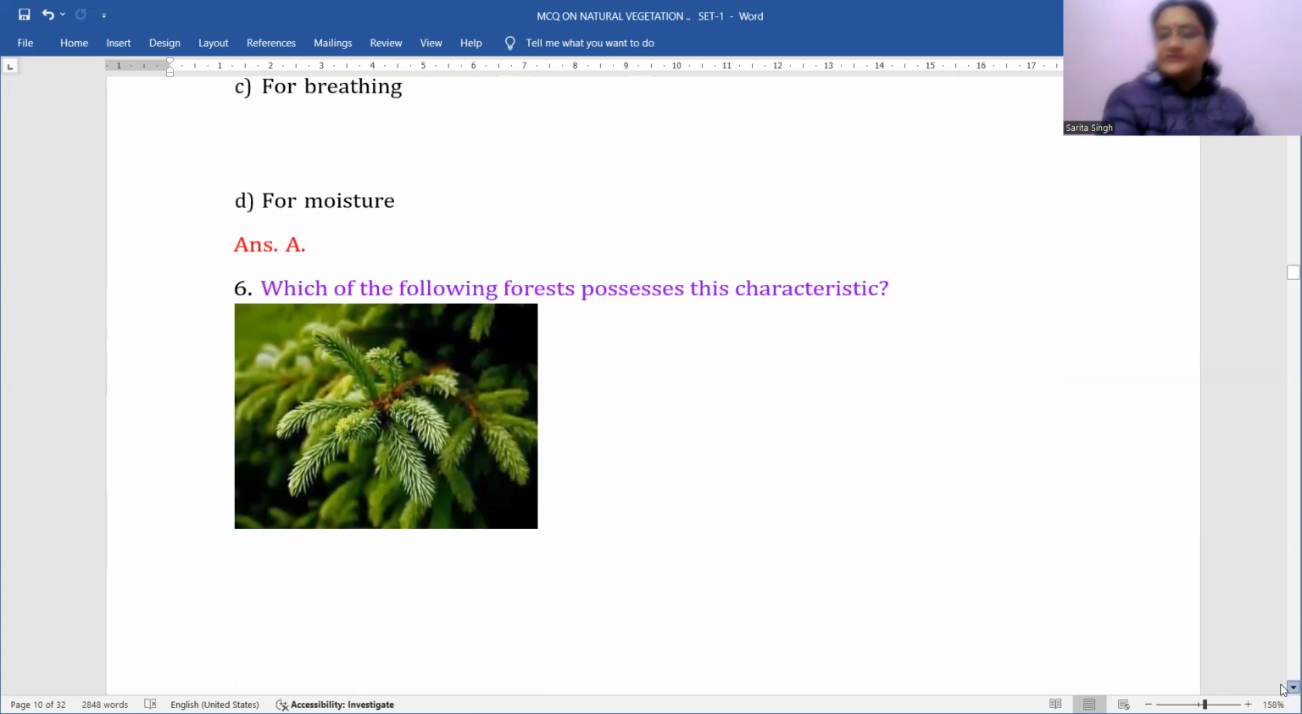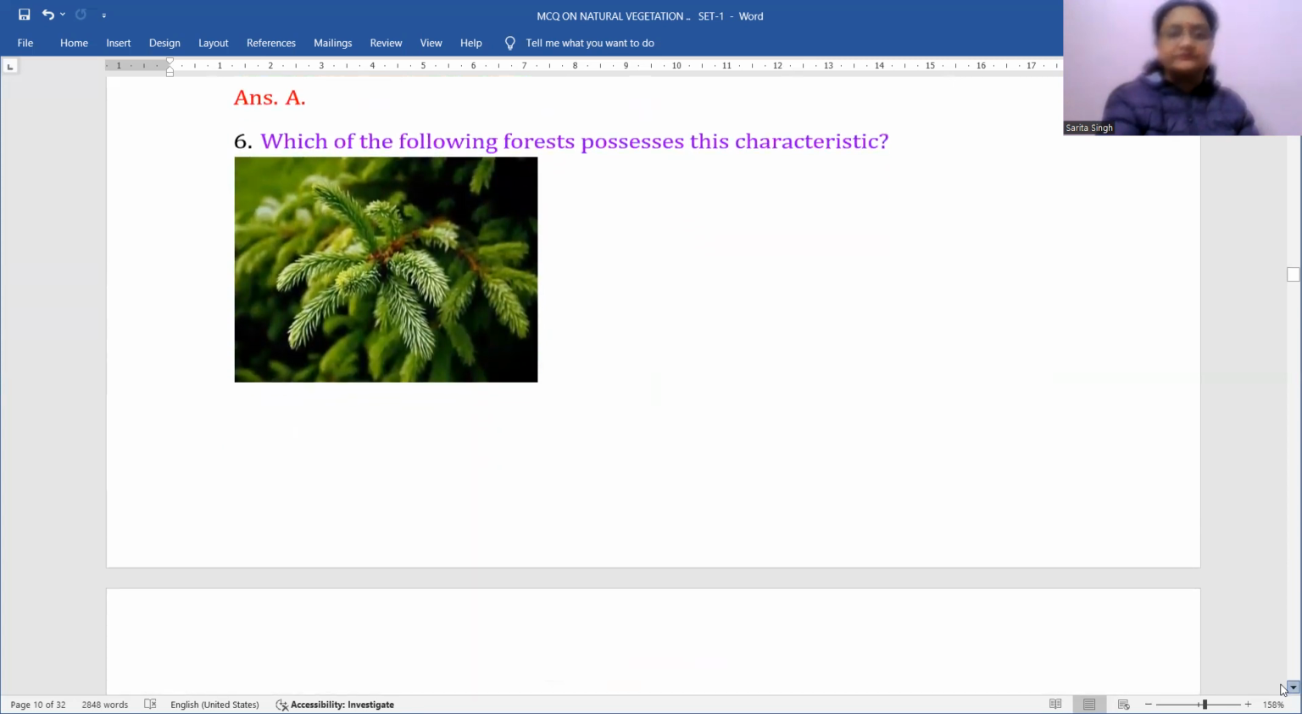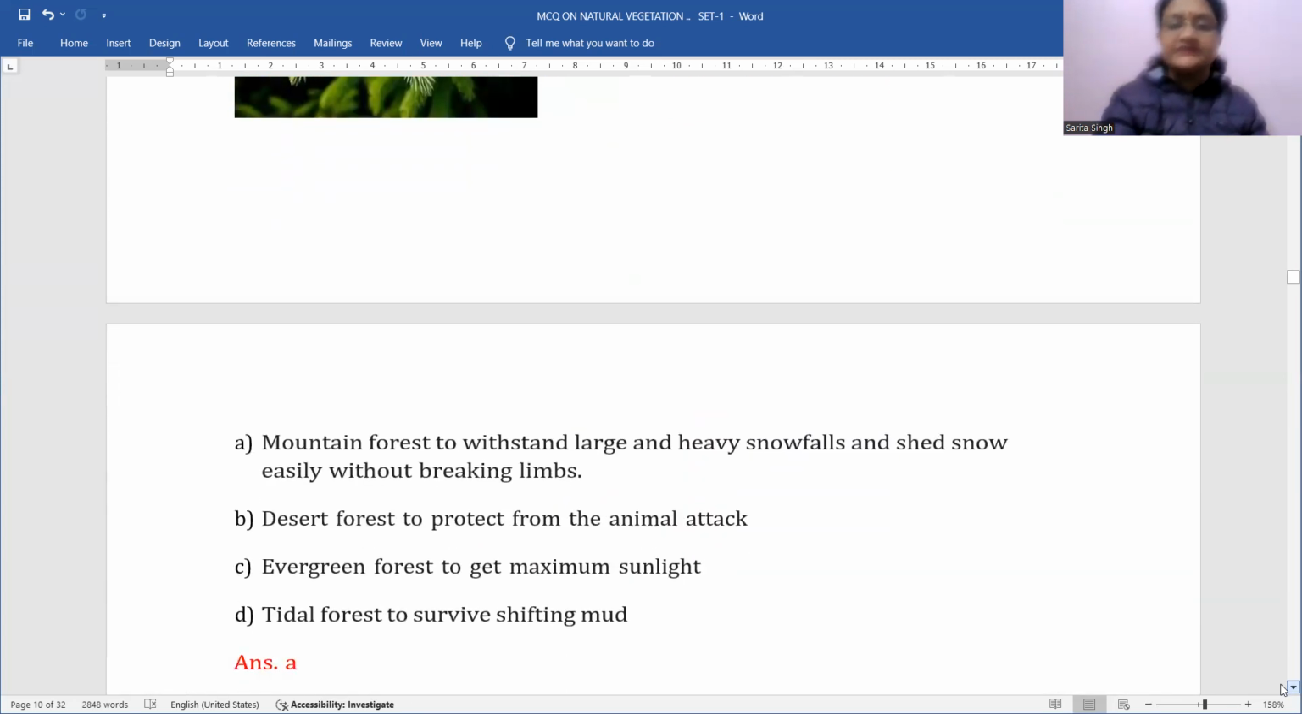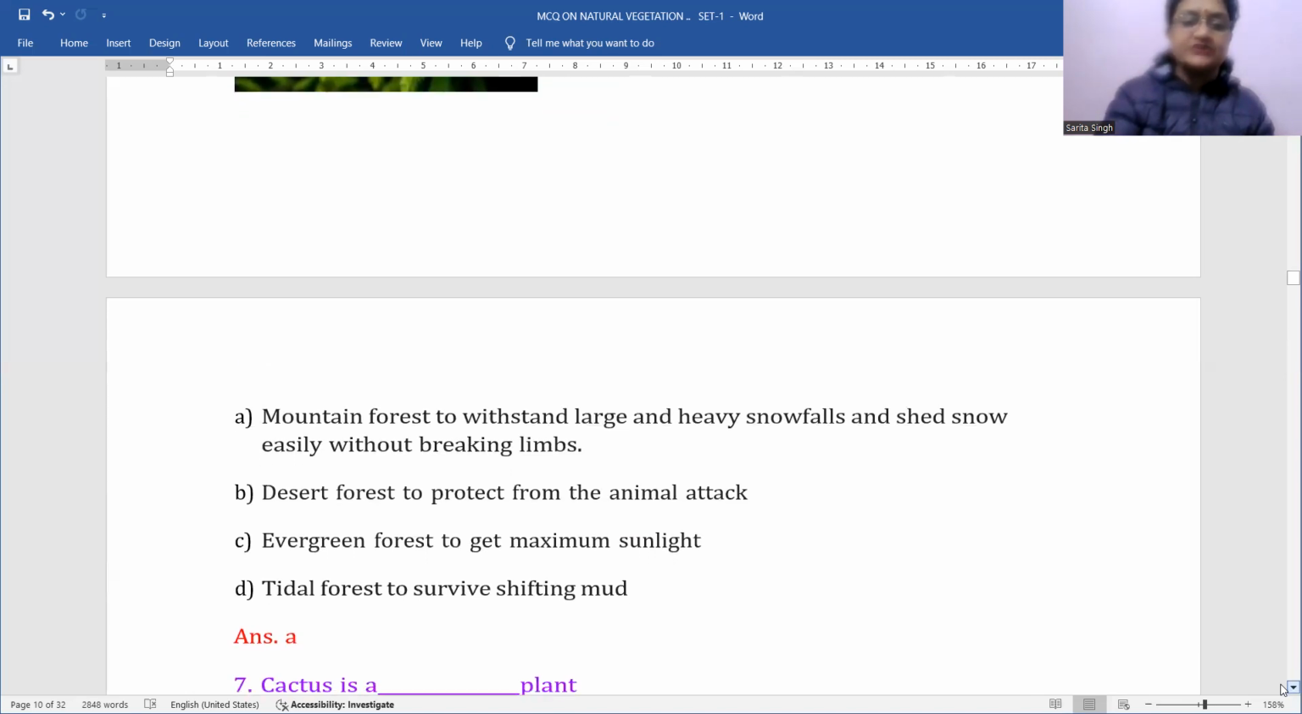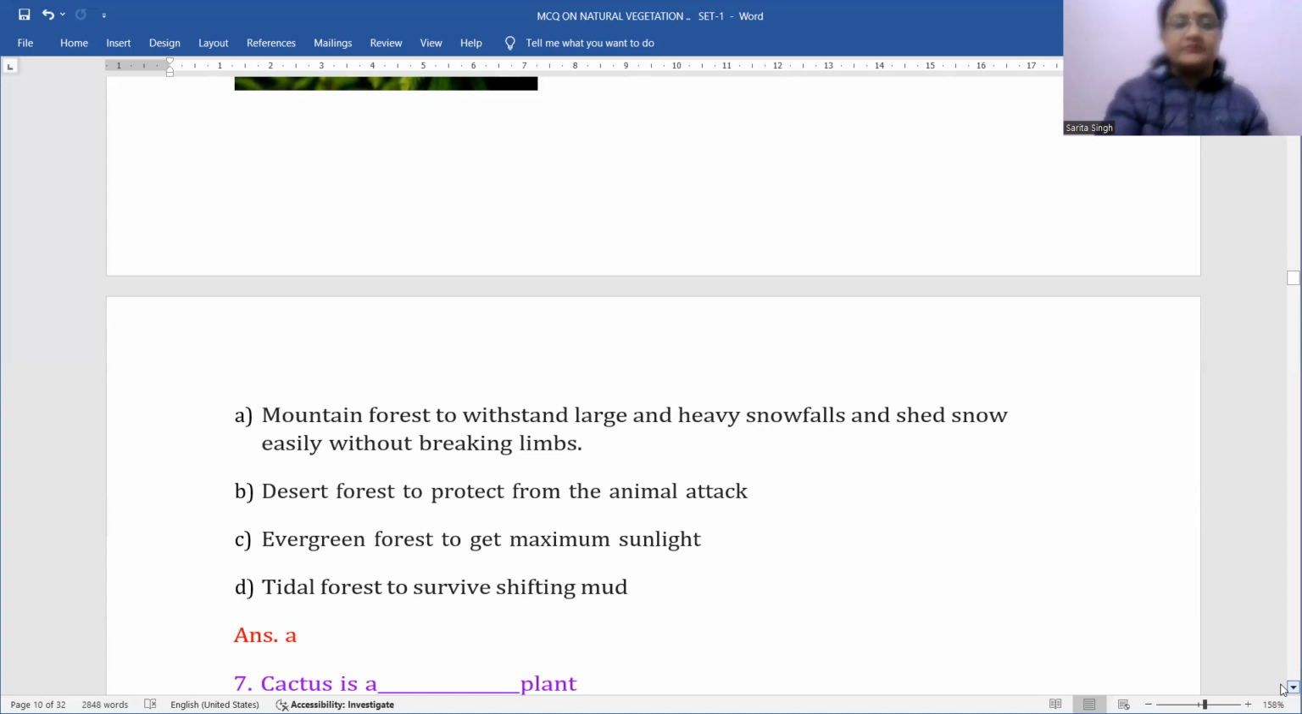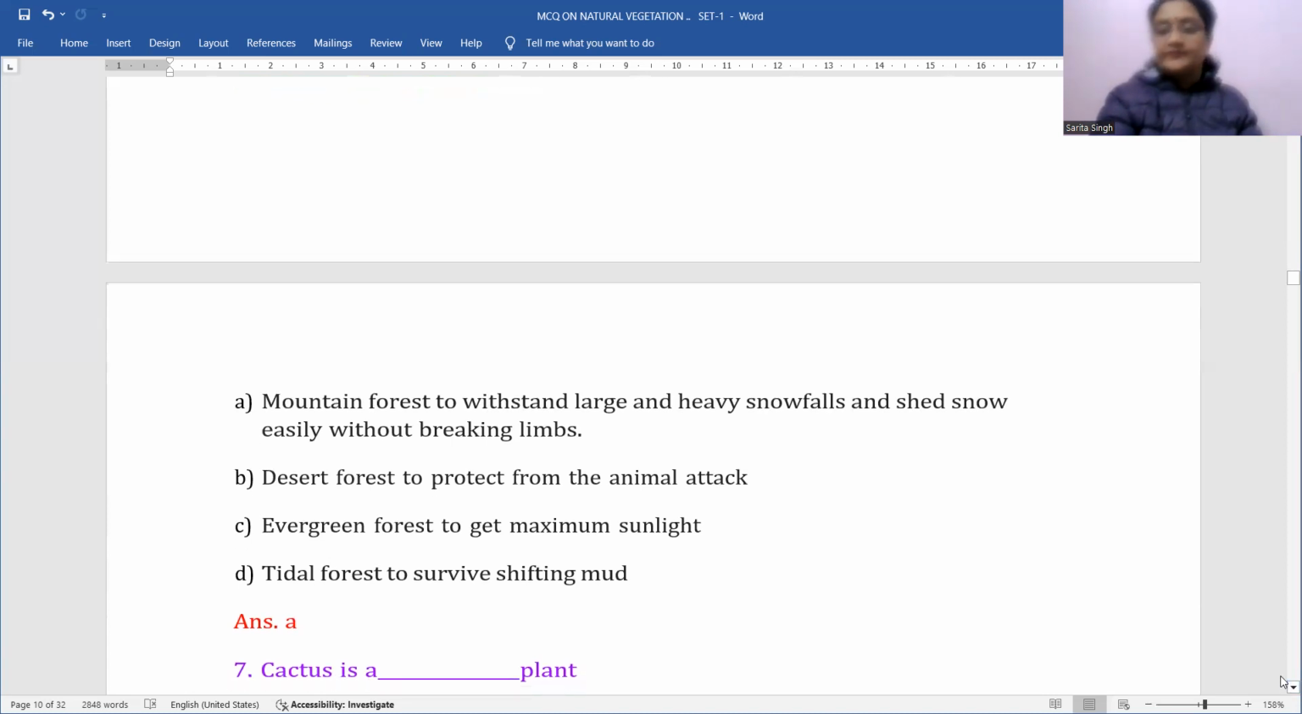Which of the following forests? Number 1 is mountain forest to withstand large and heavy snowfalls and shed snow easily without breaking limbs. Number 2 is desert forest to protect from the animal attack. Number 3, evergreen forest to get maximum sunlight. Number 4 is tidal forest to survive shifting mud. The answer is going to be D. D has to be the correct answer, right? D will be the correct answer.